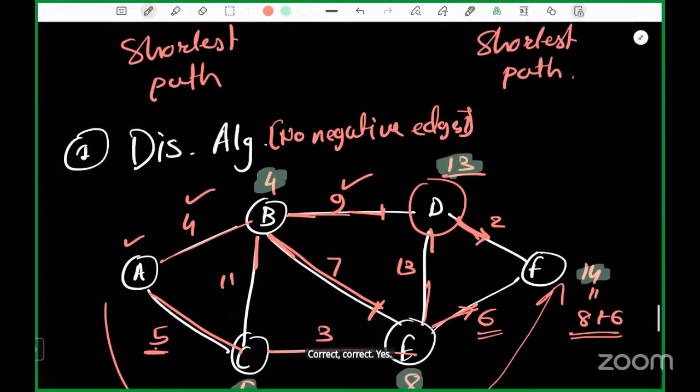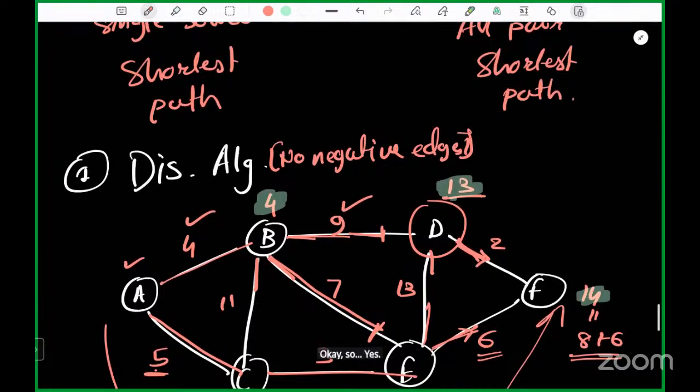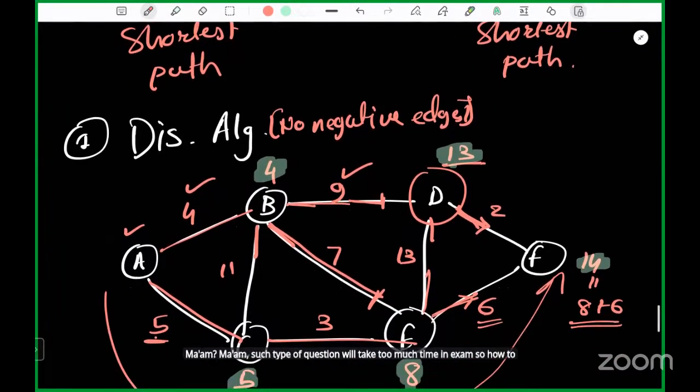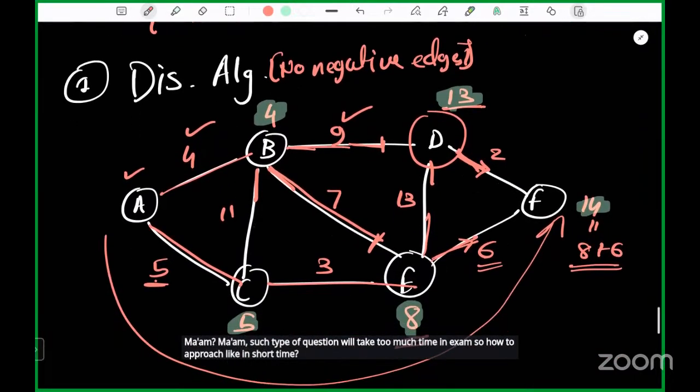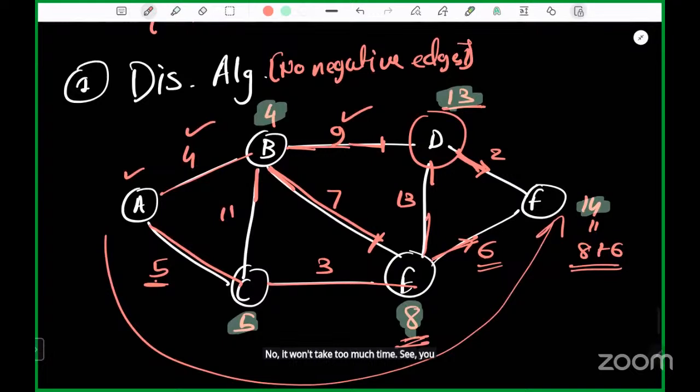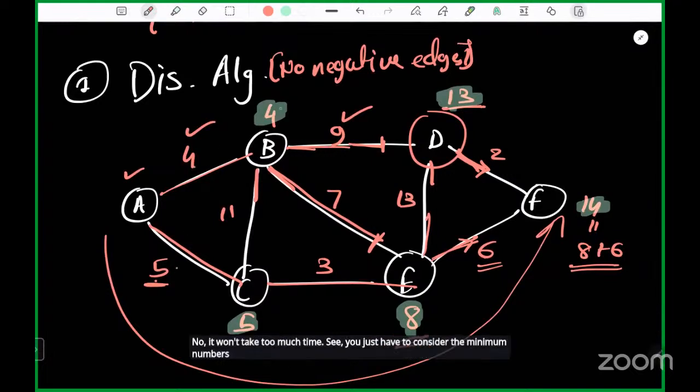Ma'am, such type of questions will take too much time in the exam. So how to approach them in short time? No, it won't take too much time. See, you just have to consider the minimum numbers. So here 4 and 5, what is the minimum? 4.